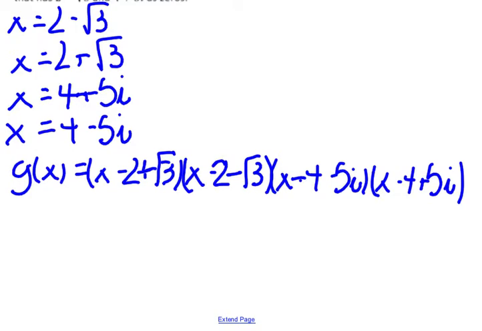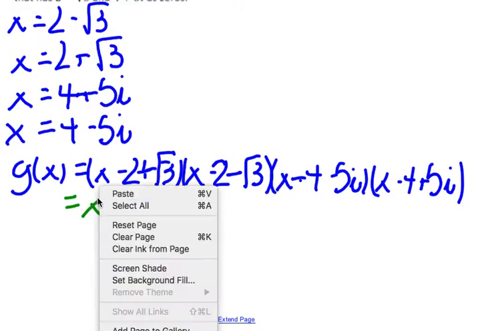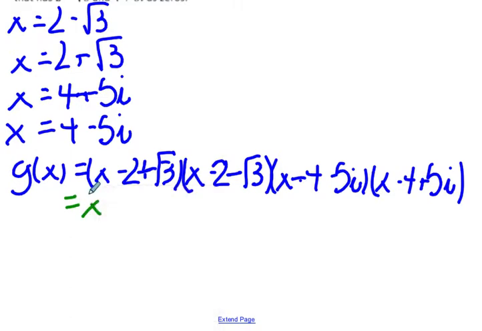So I'm going to start with the first 2 parentheses that you see here. So I need to distribute through the x, and then the negative 2, and then the radical 3. So x times x gives me x squared. X times negative 2 would give me minus 2x. And then x times negative radical 3 would give me minus x radical 3.